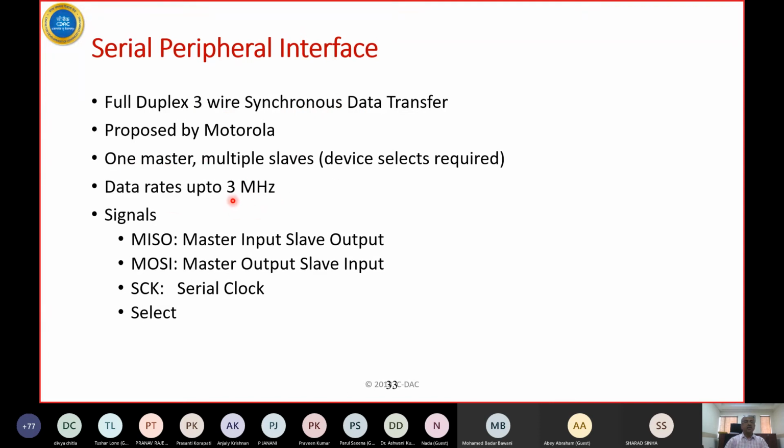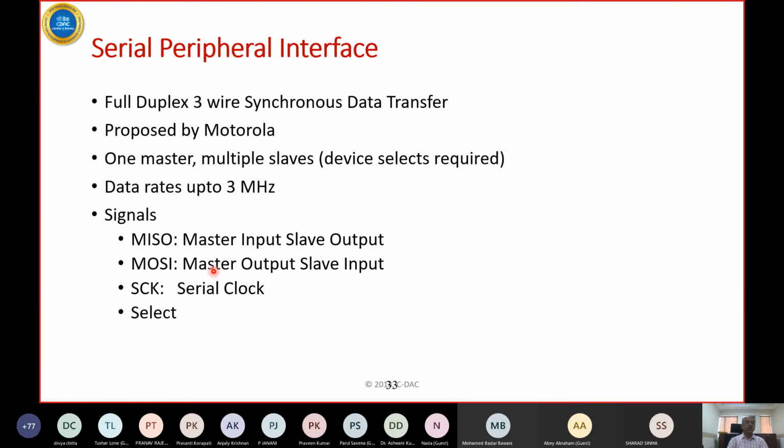Data rates can go up to 3 megahertz. That is what a typical rate is. Nothing prevents you from going higher if your PCB design and circuit design are appropriately done. The previous one had a clock and data, just 2 lines and ground. Here you have a line called master in slave out. Obviously this is the line for the slave to send data to the master. Then another one is master out slave in. This is the line used by the master to send data to one of the slaves.